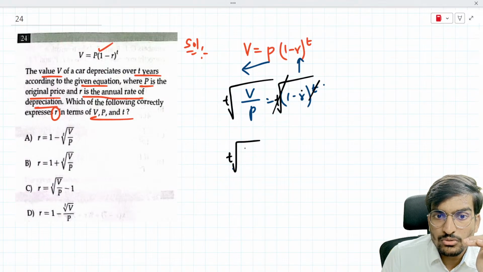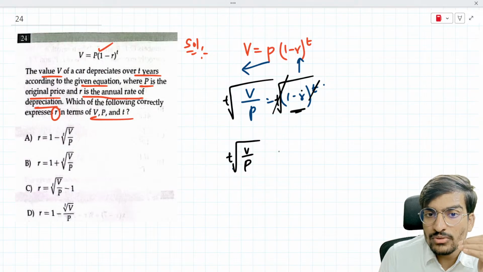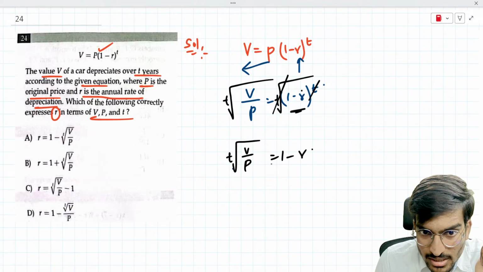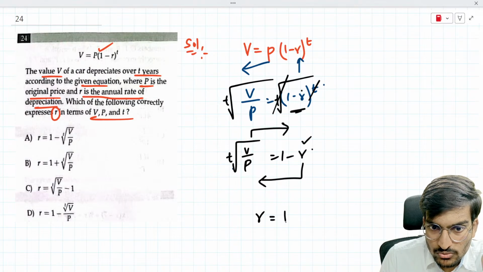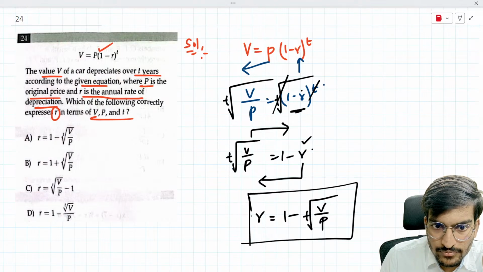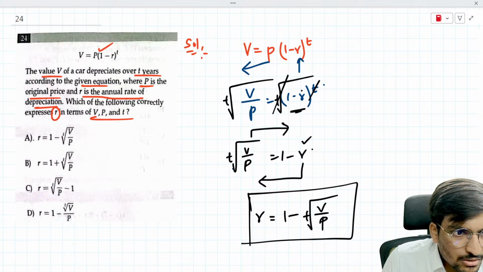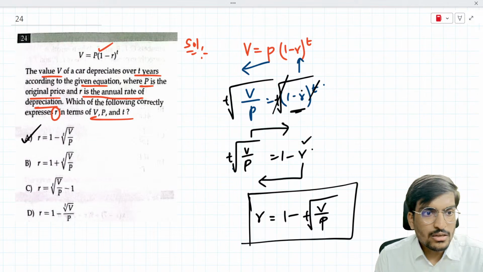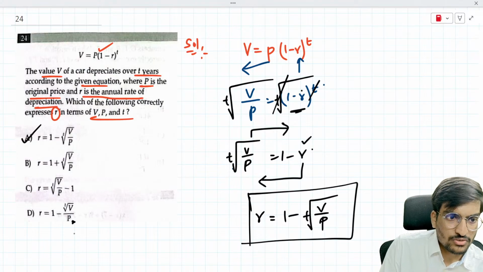So the Tth root of V by P equals 1 minus R. I'll forward this to RHS and this to LHS because I need positive R. So R will be 1 minus the Tth root of V by P. Yes, it's option A: 1 minus the Tth root of V by P. For P also there will be the Tth root.